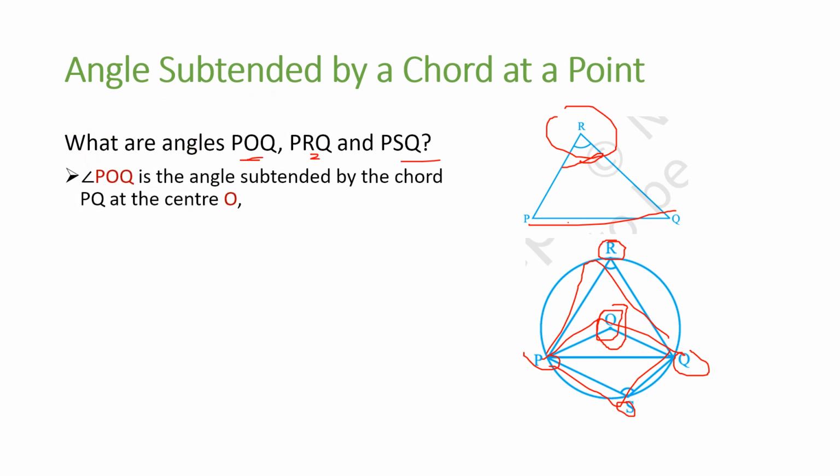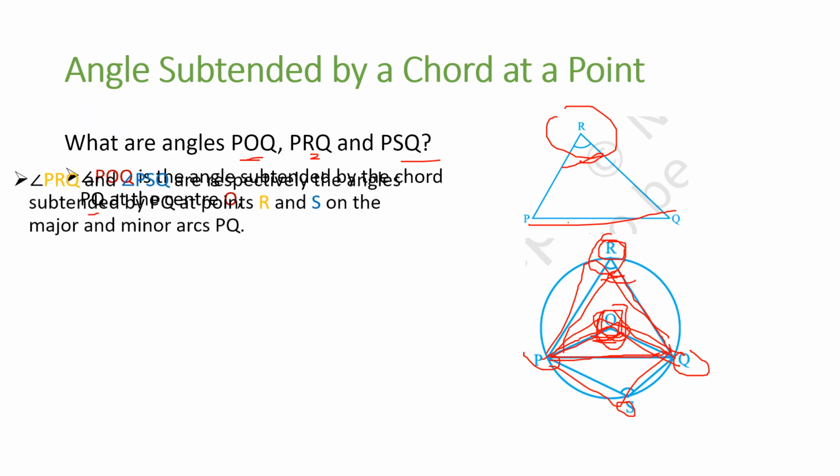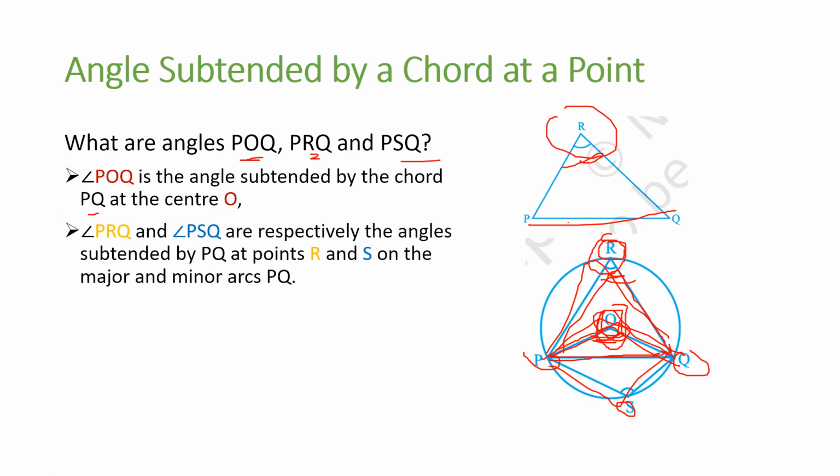Look at the angle POQ. This angle POQ is an angle subtended by the chord PQ at the center, meaning O. Similarly, angle PRQ is an angle subtended by the chord PQ at the point R. And similarly, angle PSQ is an angle subtended by the chord PQ at the point S, which is on the circumference of the circle. That's the typical usage of these subtended angles.